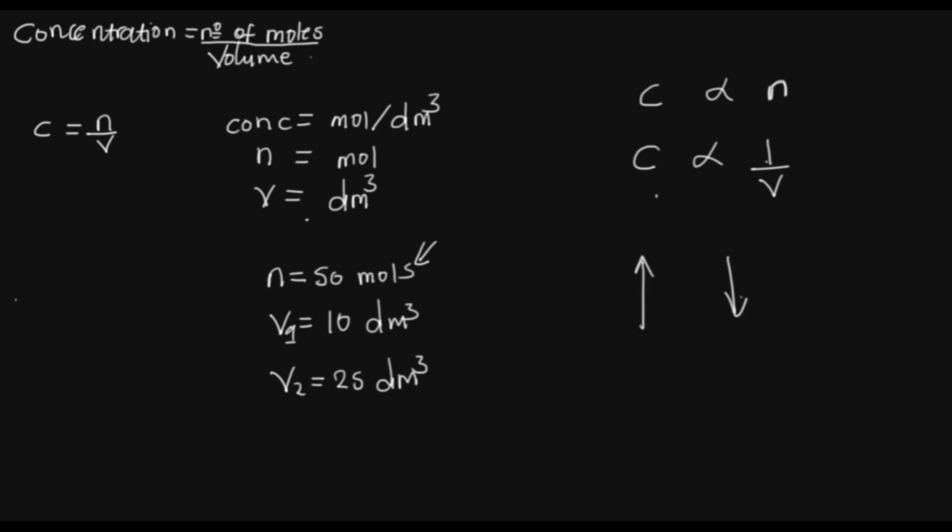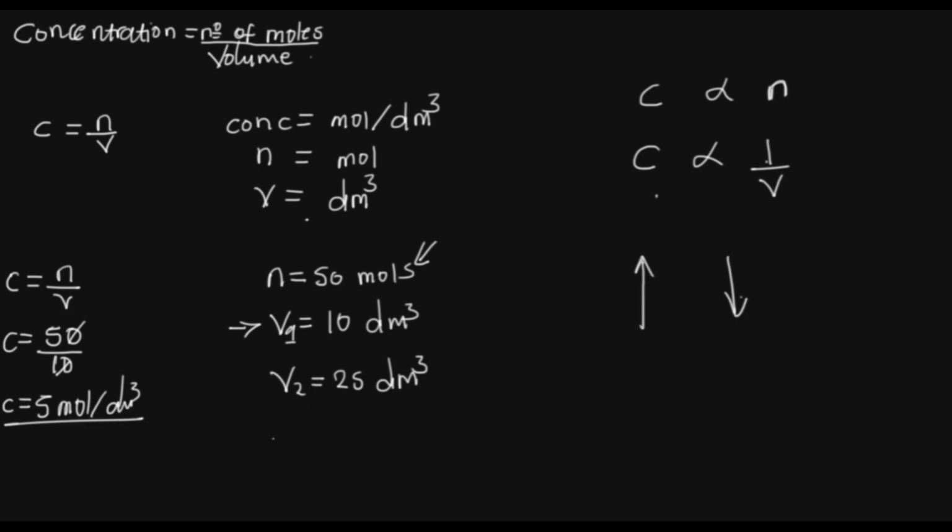So let's look at the first one. Concentration is equal to number of moles over volume. So concentration is equal to the number of moles, 50, over our volume. The first volume here is 10. So 50 divided by 10 is 5 moles per cubic decimeter. So that is the first concentration.